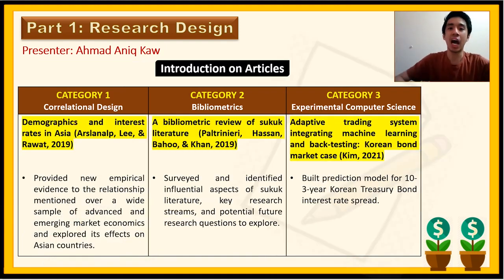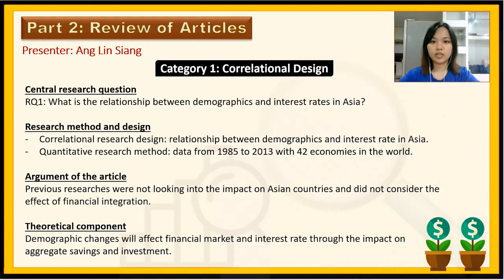With all this, our group discovered three relevant articles to further study the authors' usage of research designs. The article in Category 1 emphasizes demographics and interest rates in Asia. Category 2 emphasizes a bibliometric review of Sukuk literature. And Category 3 emphasizes machine learning and backtesting for Korean bond markets. So yeah, more interesting stuff ahead. Stay tuned! Let's proceed to part 2 for category 1.